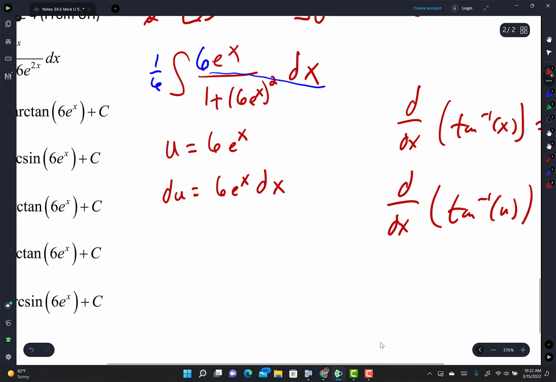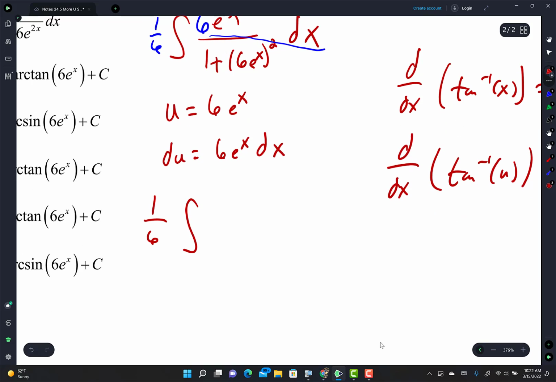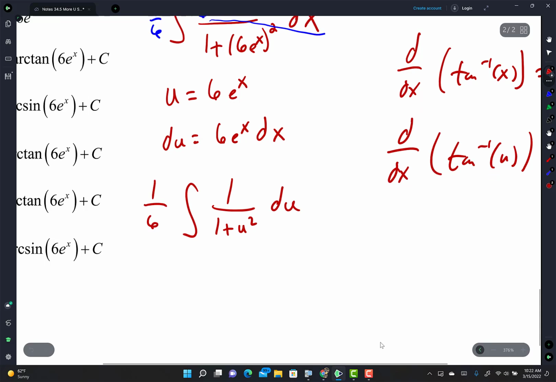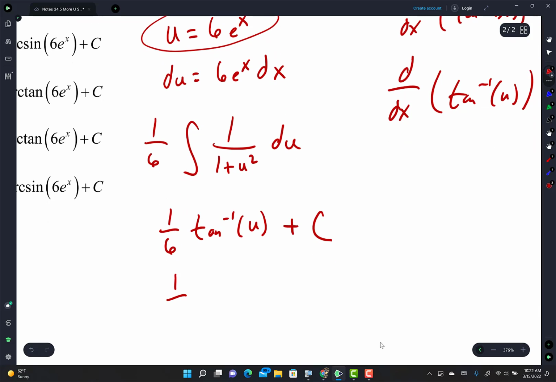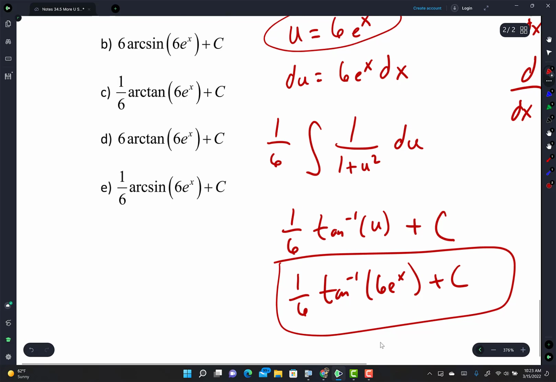So now look how beautiful this is going to look. 1/6 integral of 1/(1 plus u squared) du. Now it comes out beautiful. Can we do the antiderivative of that pretty fast? Yeah, keep the 1/6. The antiderivative of 1 over 1 plus u squared is simply arctan of u plus c. Because they want it in terms of x, we plug back what u is. What is u? Perfect. Arctan of 6e to the x plus c. And there it is, guys. We look for that answer. Is it in there?